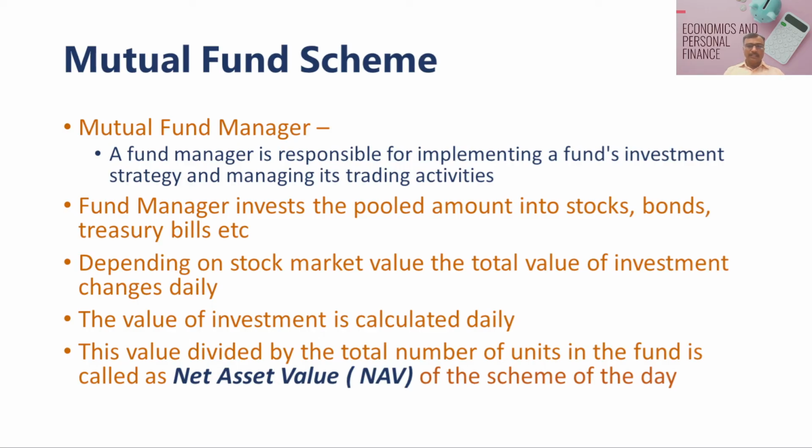And when the value of your investment increases, the value of unit becomes more than 20, like 21, 22, 23, and so on. So NAV is called as net asset value. So what they do, they calculate the total value of the investment divided by the number of units issued, and you will get NAV.